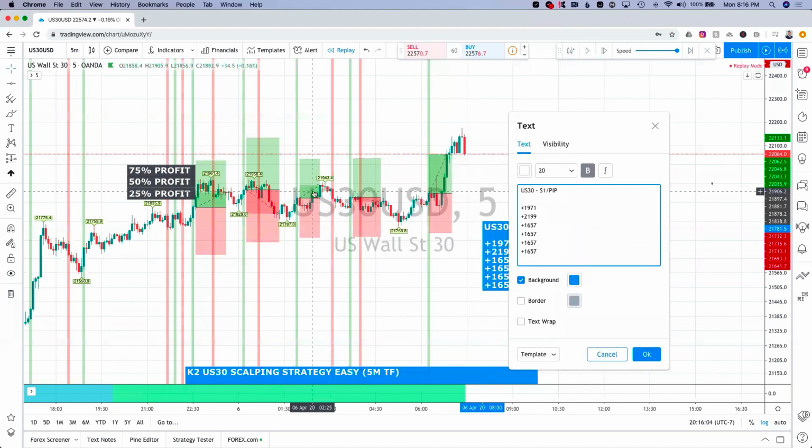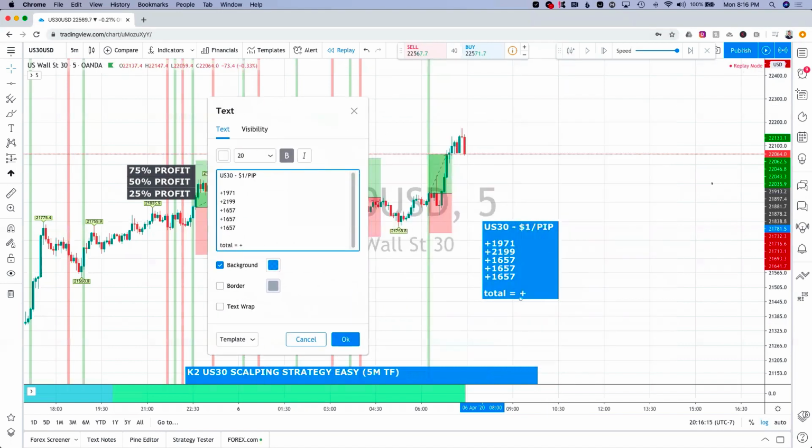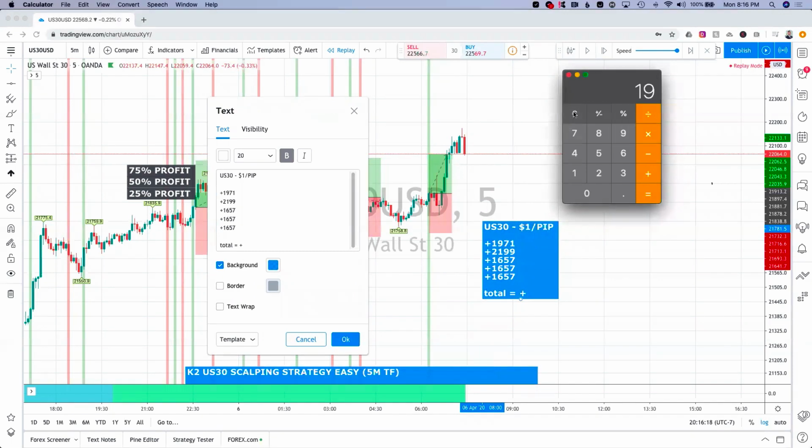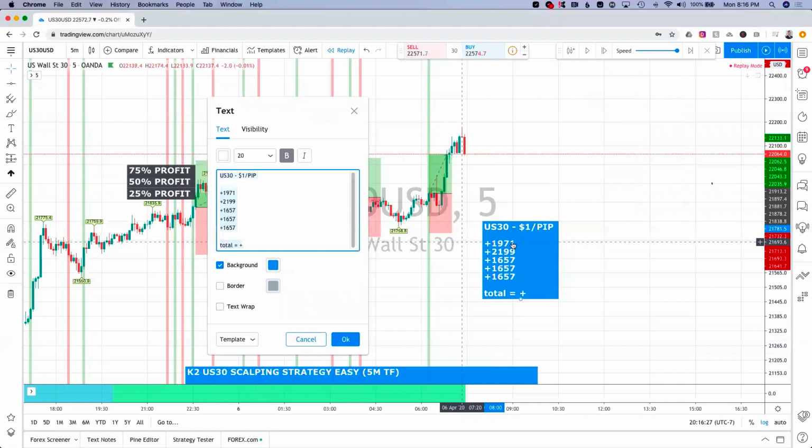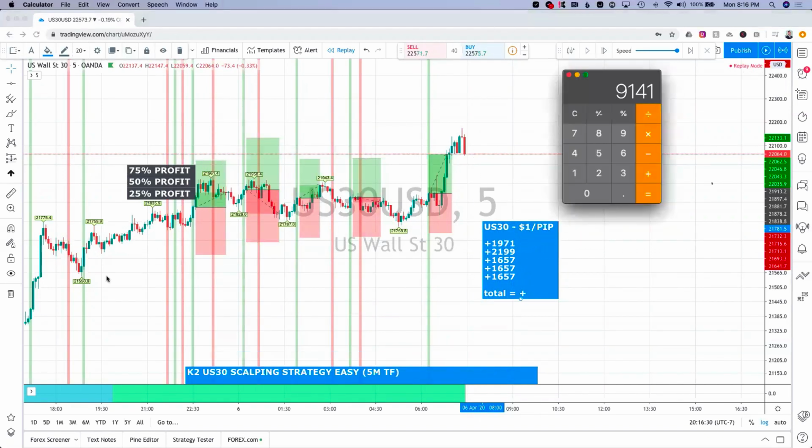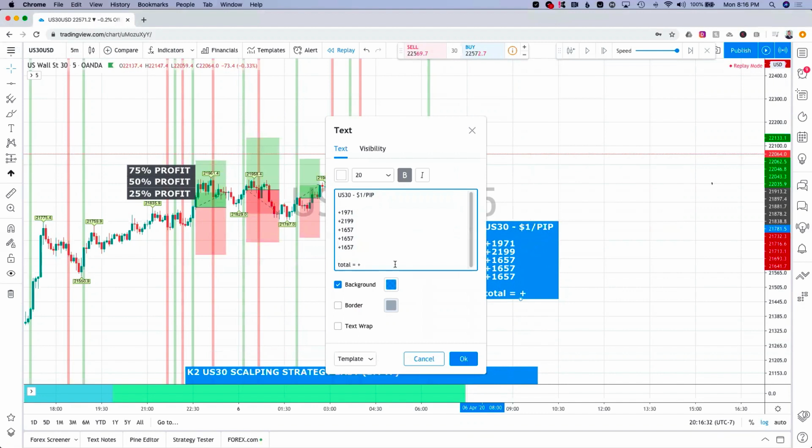Let me trade this back. 1, 2, 3, 4, 5. Delete this. The total on that would be... calculator. So we got 1971 plus 2199 plus 1657. It's a total of 9141. So it's a total of 9,141 pips, scalping.